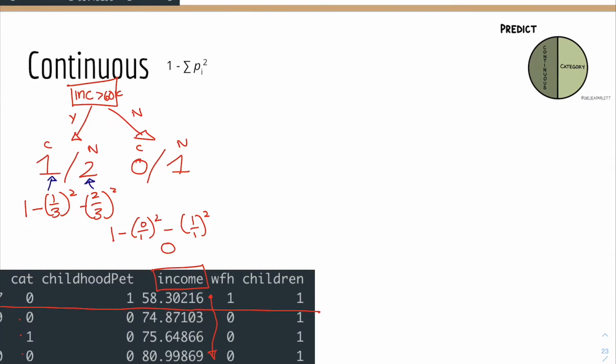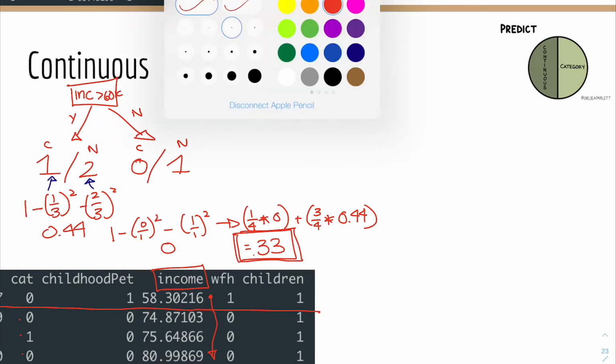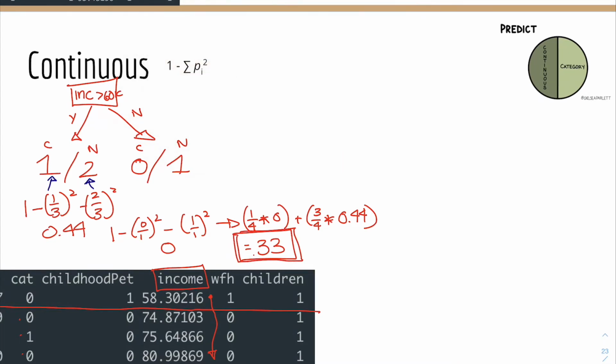So when we create a weighted average, which I should probably do that calculation. So this is 0.44. We have to create a weighted average, which is going to be 1 over 4 times 0 plus 3 over 4 times 0.44. And when we do this all together, we get an impurity of 0.33. Now, that's not the only place that we could draw our decision boundary.